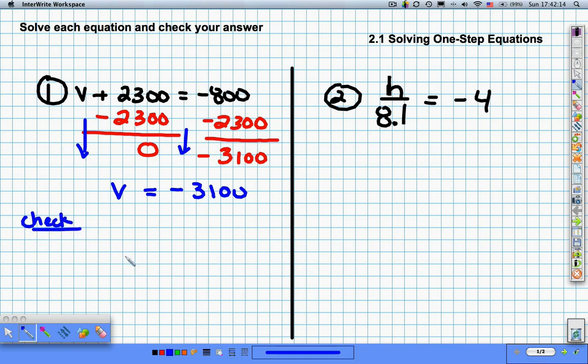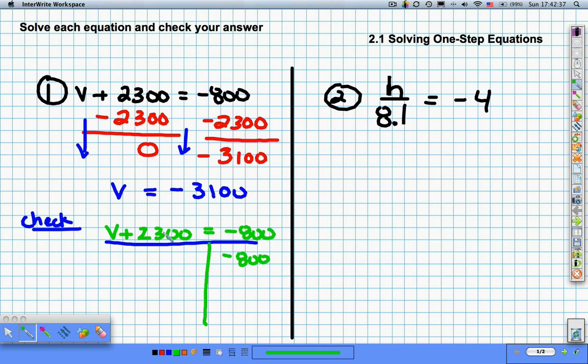And in the book you saw how they did this. Basically you just write your equation on top. Go ahead and use a different color here. V in this case plus 2300 equals negative 800. They draw a little line right here. So as we go through this, we should get negative 800.